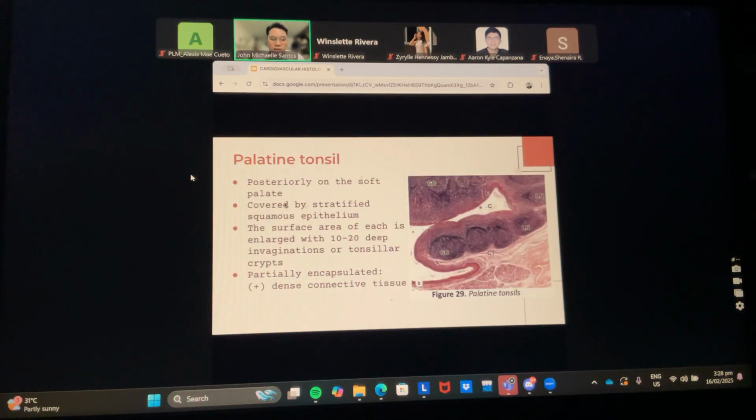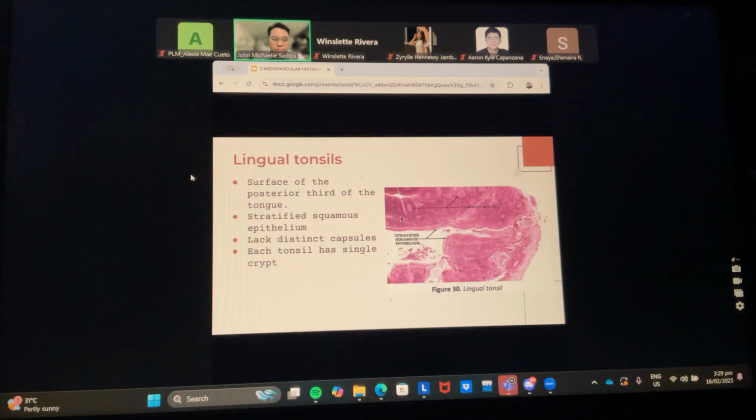So ito yung itsura ni palatine tonsil. It is covered by stratified squamous epithelium. It is partially encapsulated kasi nga kapag tinitignan mo siya dyan, nakikita mo na siya, yun yung capsule niya. Pero connected siya internally, wala siyang capsule. Okay? So yung nakikita mo, this is the capsule, and then yung connection niya doon sa pharynx mo, unencapsulated, which is nagdediretso siya as a connective tissue. You have your lingual tonsil.